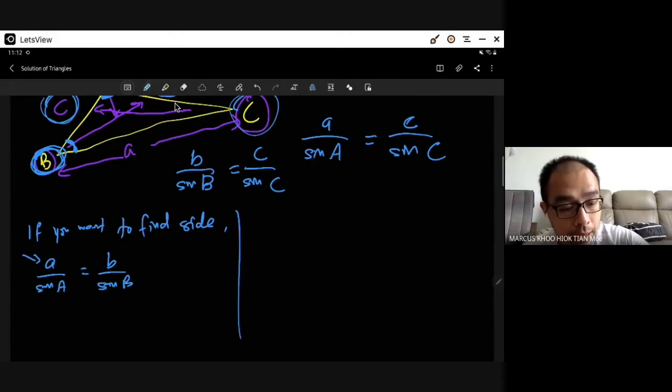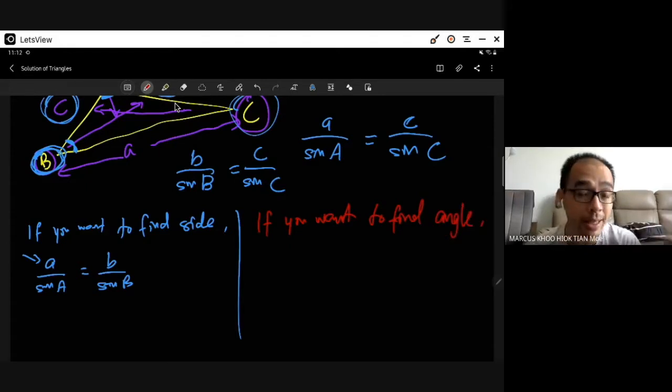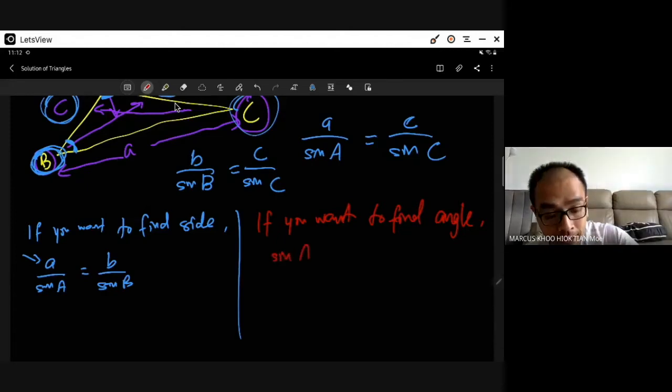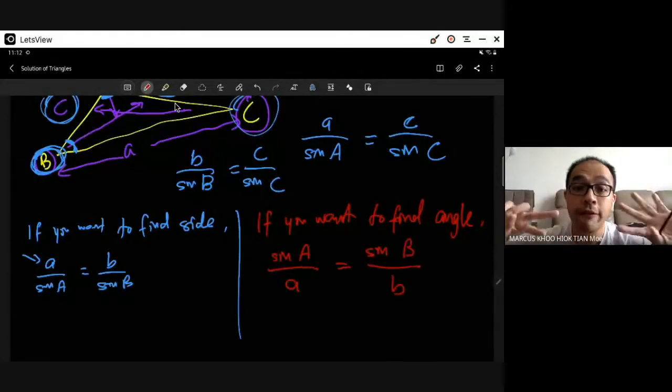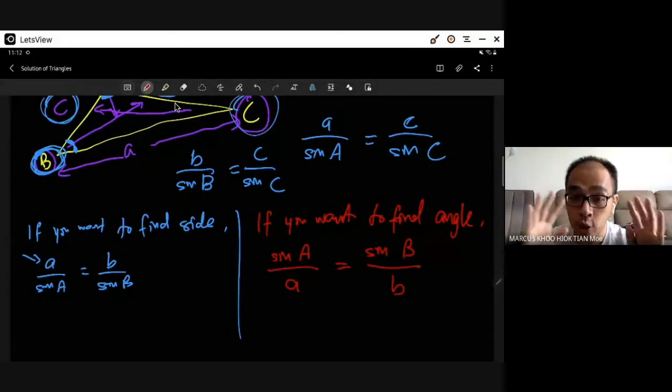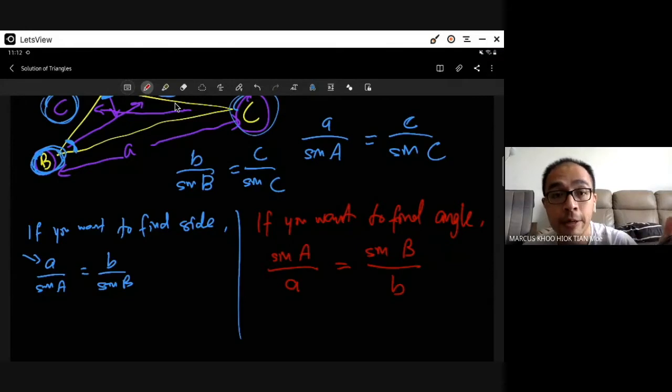Whereas if you want to find the value of the angle, depending on the question, like the question asks you to find the angle, what you do is you flip the rule around. So you put sine angle A over A equals sine angle B over side B. So you can actually flip it around depending on what you want to find. If you want to find the side, then you put the side up there. If you want to find the angle, then you put the angle up there.